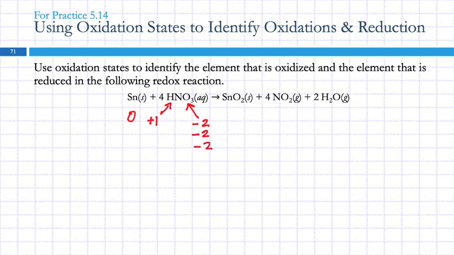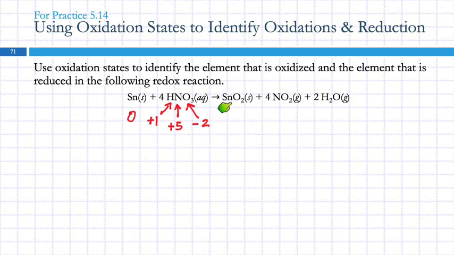And then nitrogen has to be whatever's needed to make up the difference. All of the oxidation states here have to add up to the overall charge on this thing, which is 0. So we've got -6 and +1, and so the nitrogen must be +5. I'm going to get rid of those because they're going to mess things up later. So then we can move over to our products.